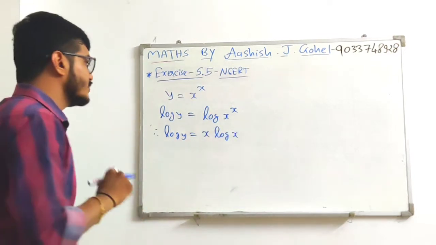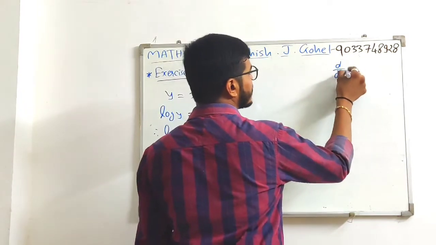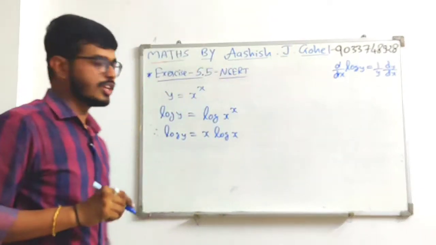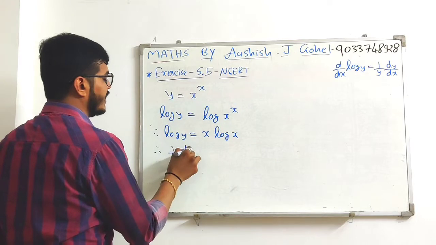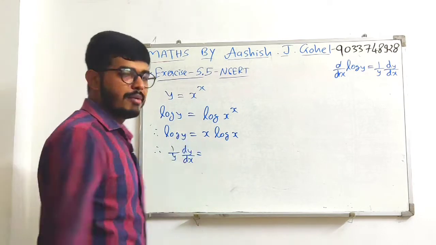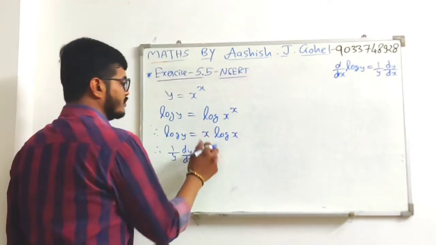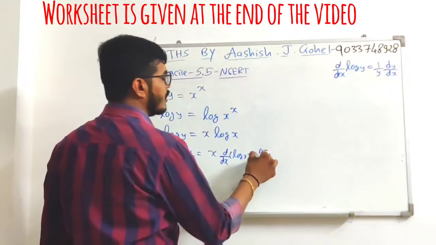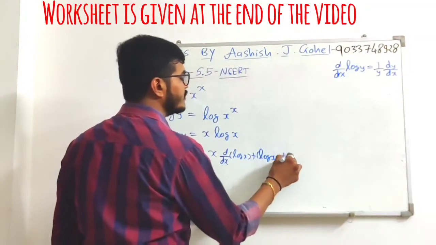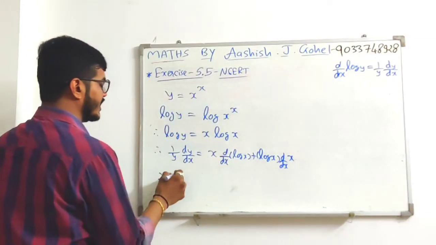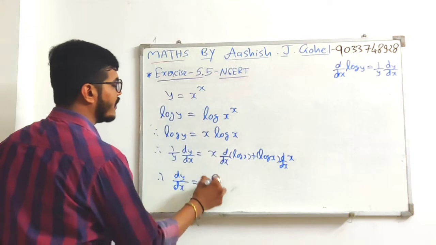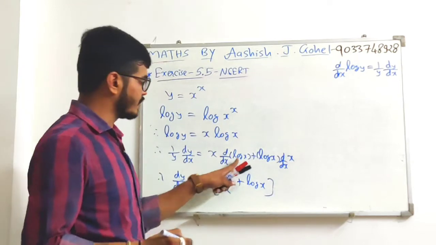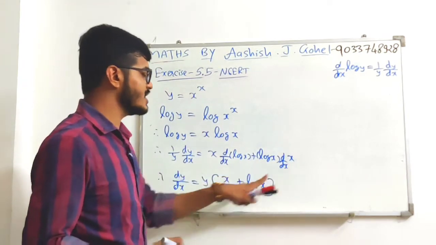Now we can differentiate. For differentiation, you need to remember that d by dx of log y is 1 upon y dy by dx. So here, if I differentiate, then 1 upon y dy by dx. Here we need to apply the product rule. According to the product rule, first term as it is times differentiation of second term, plus second term as it is times differentiation of first term. So dy by dx is equal to y times x divided by x plus log x, as the differentiation of log x is 1 upon x, and differentiation of x with respect to x is 1.